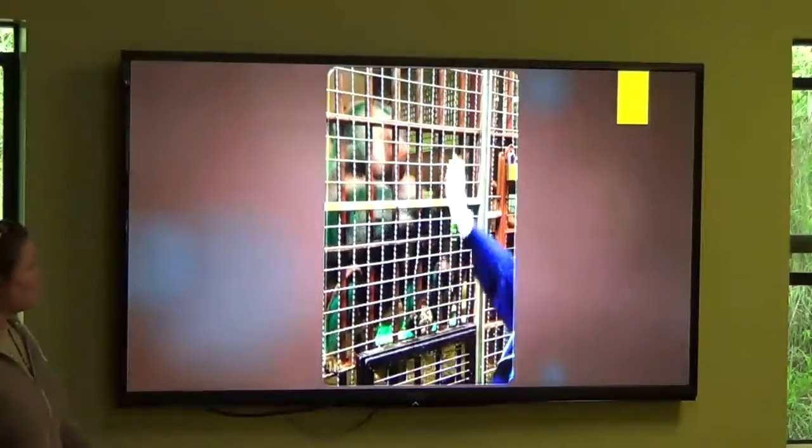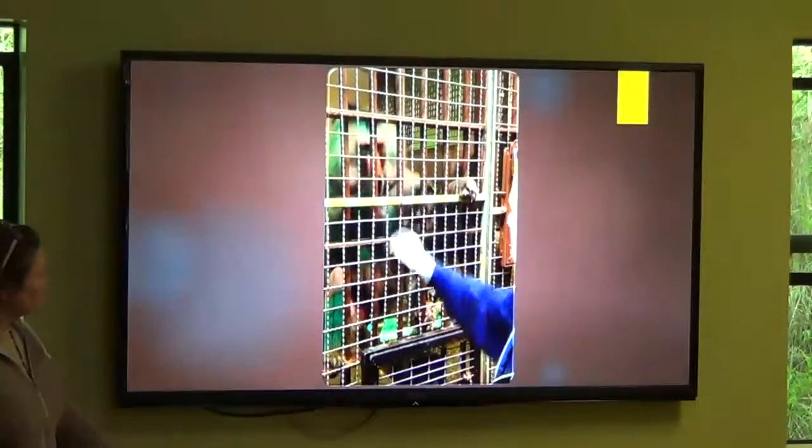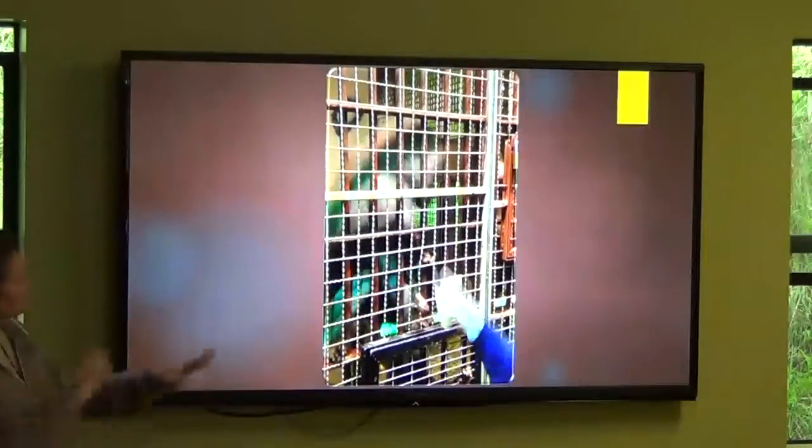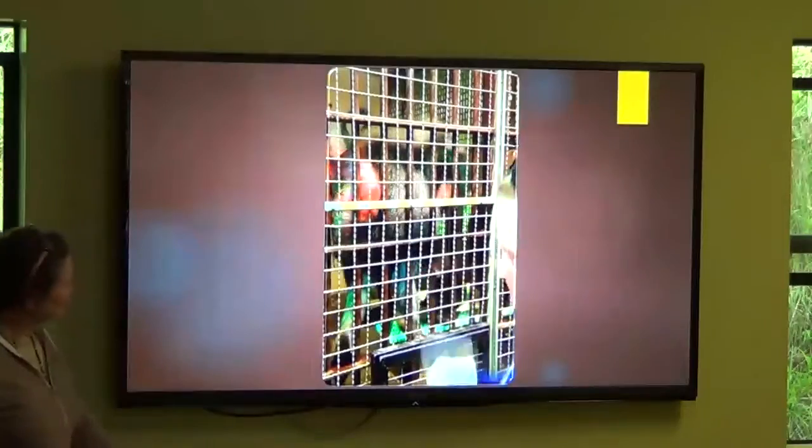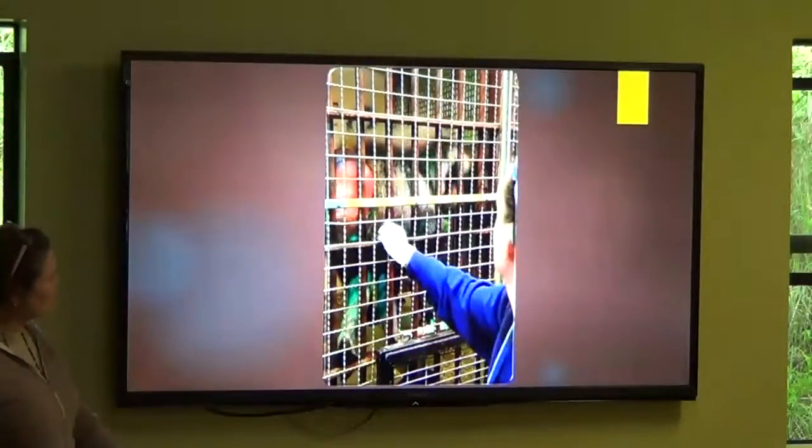And think big group of baboons here. You can see there's a lot of movement in the background.